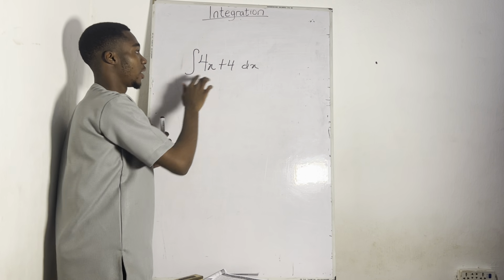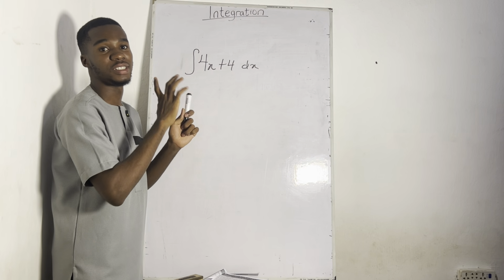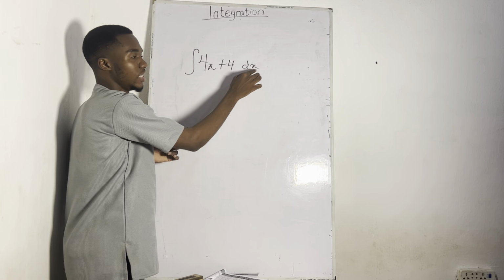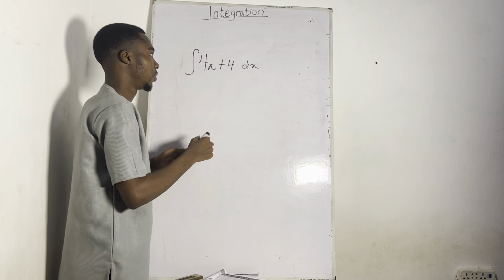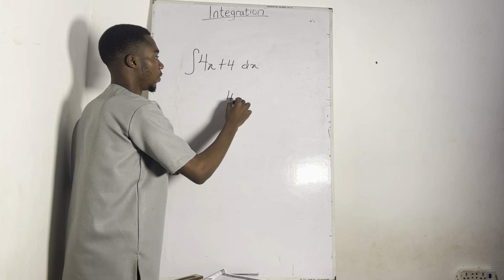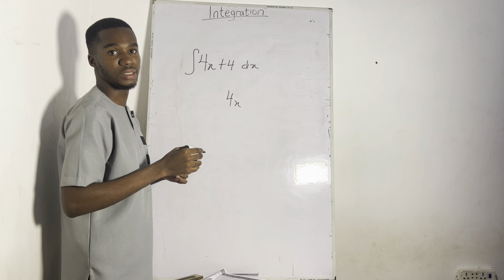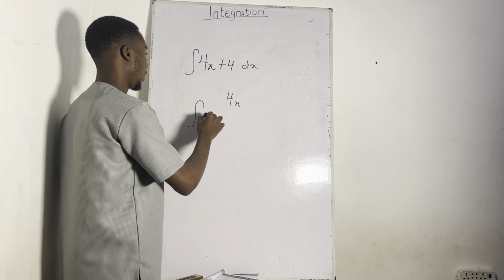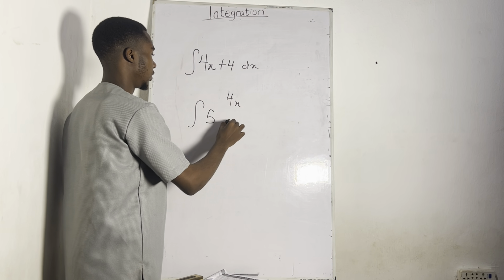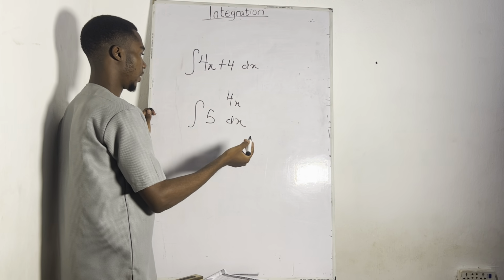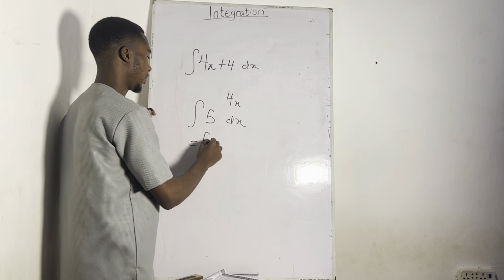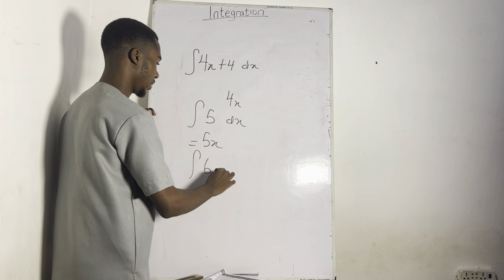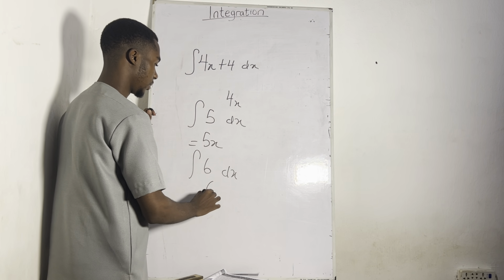Now, if you see something like 4 and you want to integrate it, you just add the variable attached to it. So this one is 4x plus 4 dx. If you are integrating the 4, it becomes 4x. Do you get it? So if you are asked to integrate, let's say, 5 dx, what does it become? It becomes 5x. If you're asked to integrate this 6 dx, what does it become?